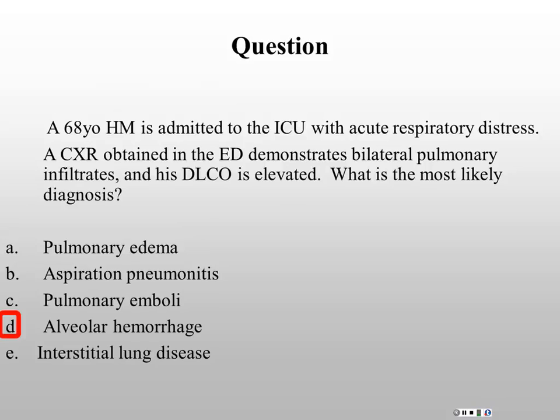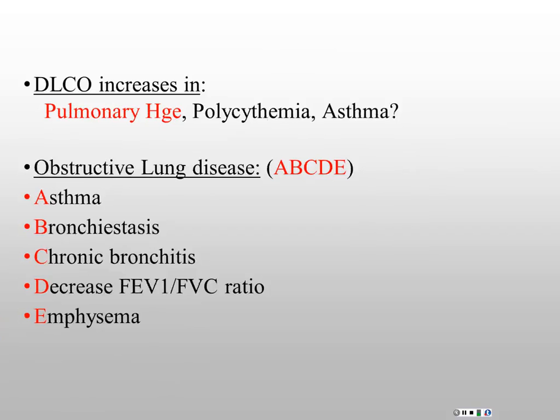So DLCO can increase with alveolar hemorrhage, it can increase with polycythemia, sometimes with asthma, and this is a quick mnemonic for your obstructive lung disease, including asthma, bronchitis, chronic bronchitis, and emphysema.